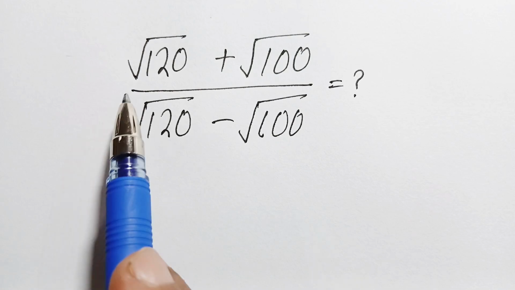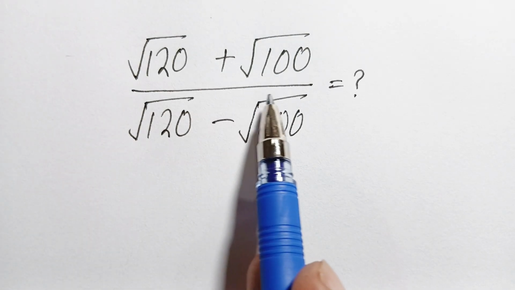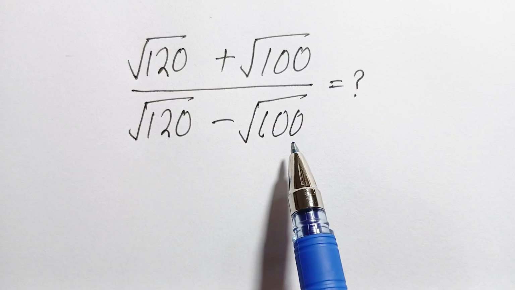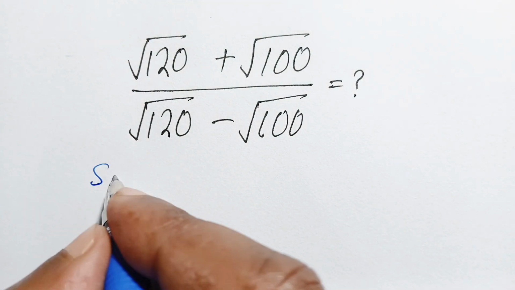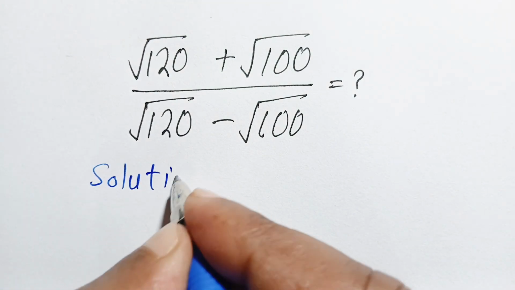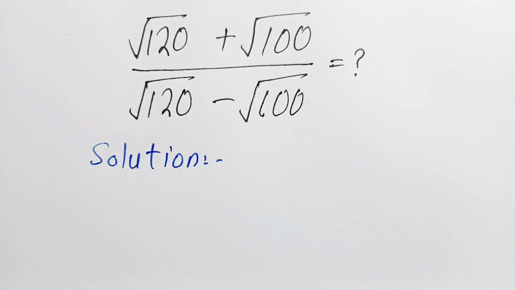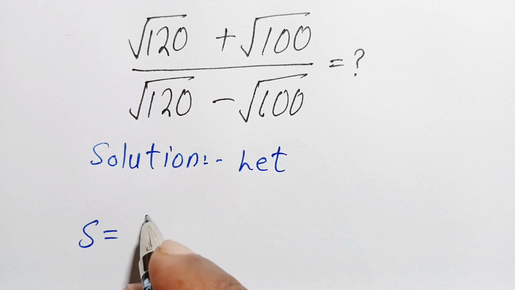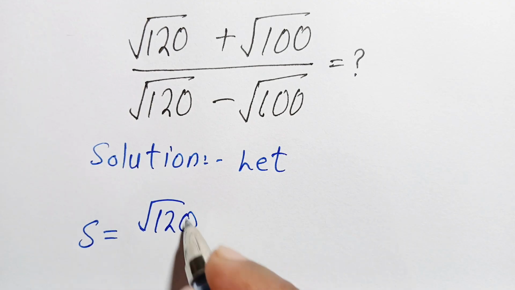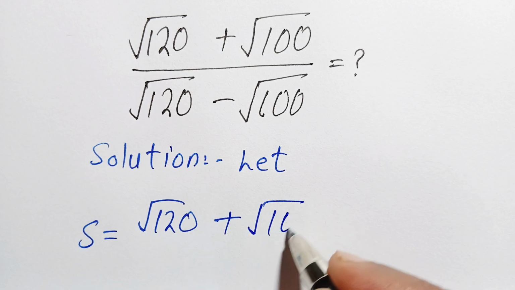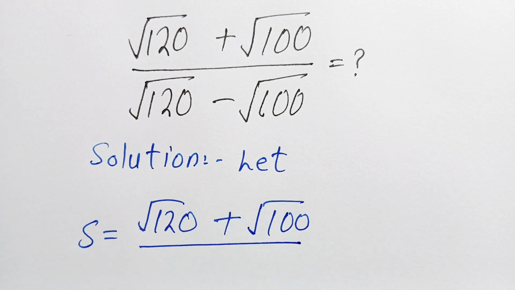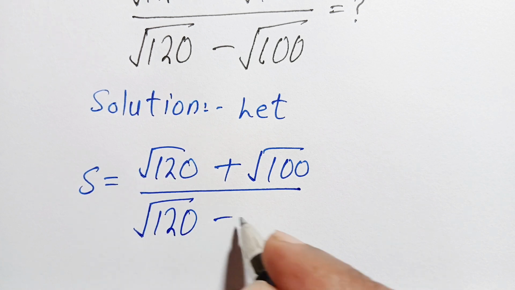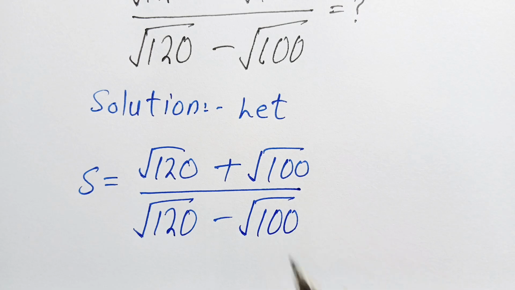Friends, find the value of (square root 120 plus square root 100) divided by (square root 120 minus square root 100). Let's start the solution. Let S equal (square root 120 plus square root 100) divided by (square root 120 minus square root 100).